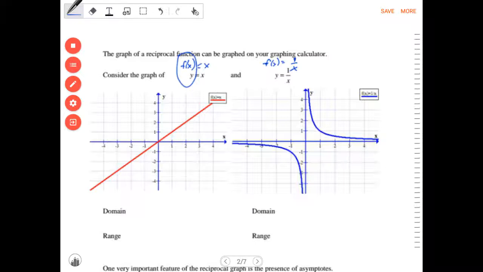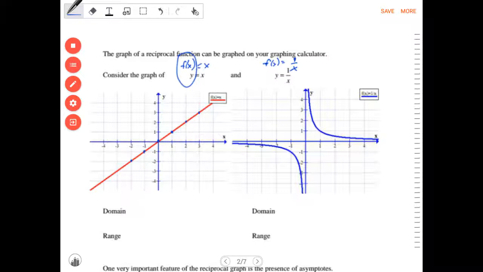So if you look at this picture, here's the graph of y equals x. If y equals x, then when x is 1, y is 1. When x is 2, y is 2. When x is 3, y is 3. When x is negative 1, y is negative 1. When x is 0, y is 0. That's an important point right there.